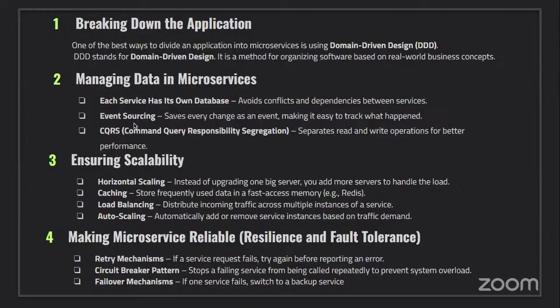So the third point here is CQRS, command query responsibility segregation. This is applicable to databases, which says you separate read and write operations, post and get operations, for better performance. In most cases this is talking about you having a separate database, even under one service, with one database handling post and another handling get.